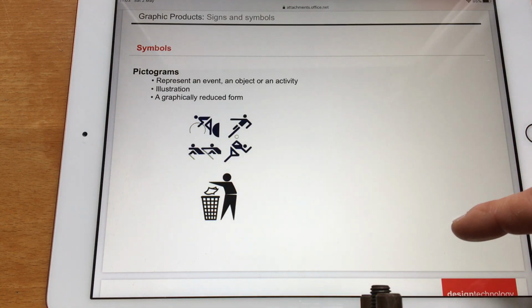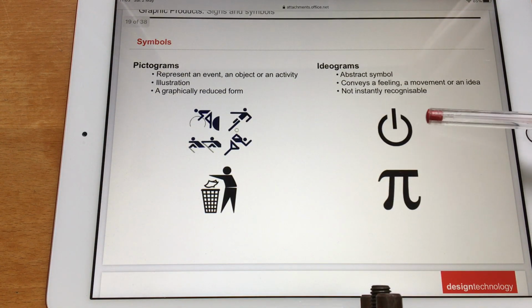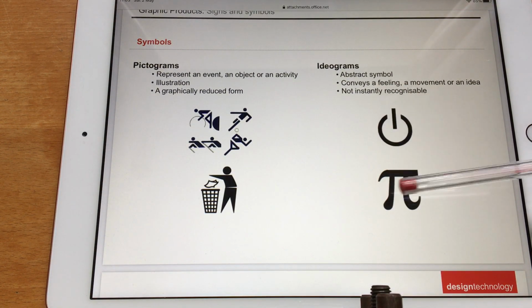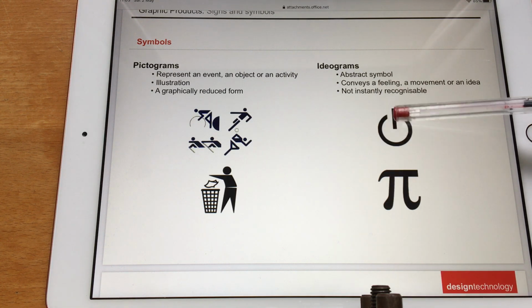The alternative is we might use something called an ideogram. So there's an idea behind it. They're not instantly recognizable, so we have to learn the meanings. So this one is the binary logo for standby. So we've got the binary symbol for on, the binary symbol for off, and then we've got a symbol here for pi. So we have to learn these.